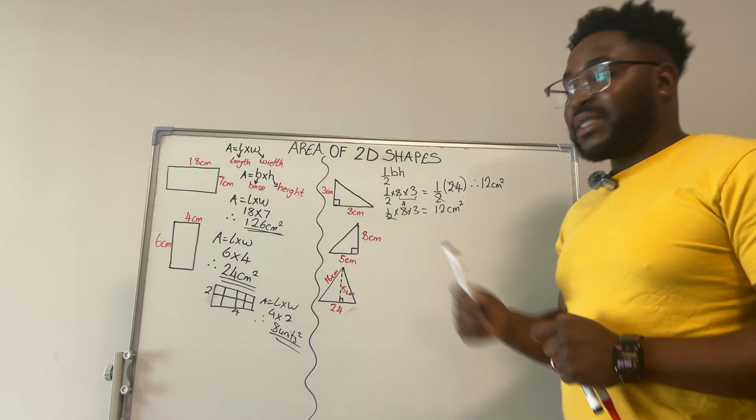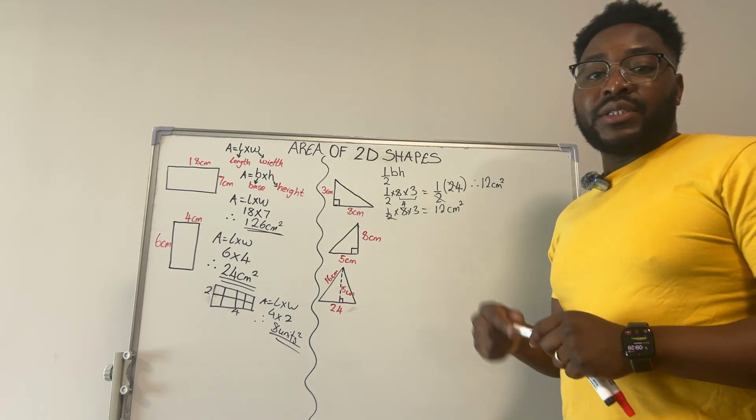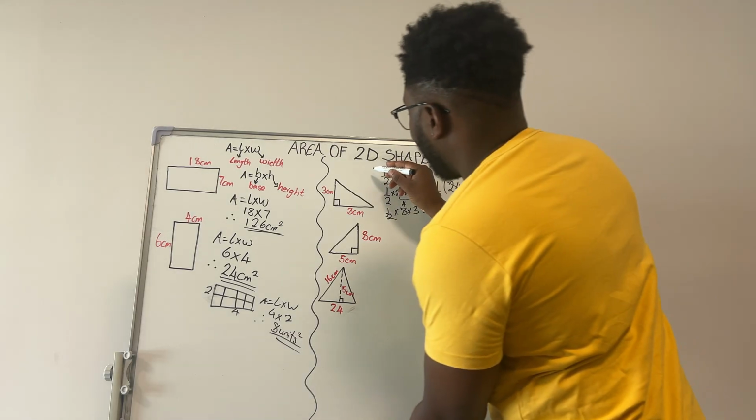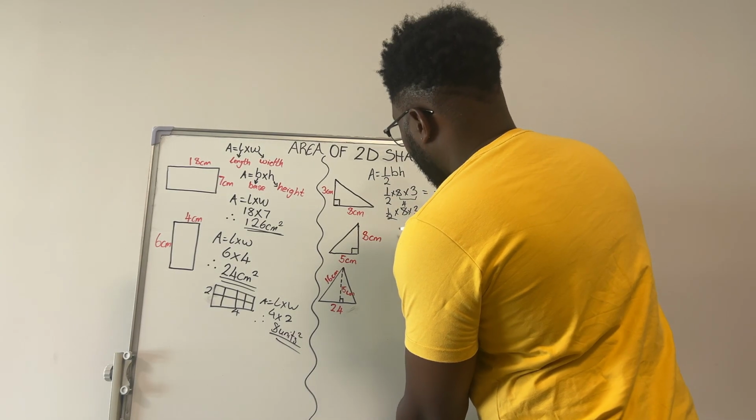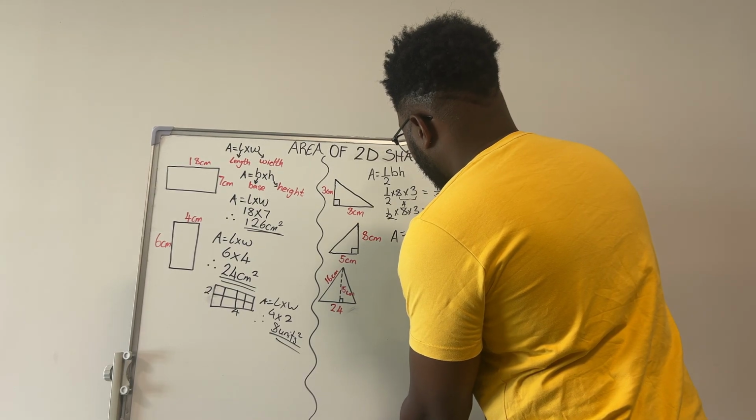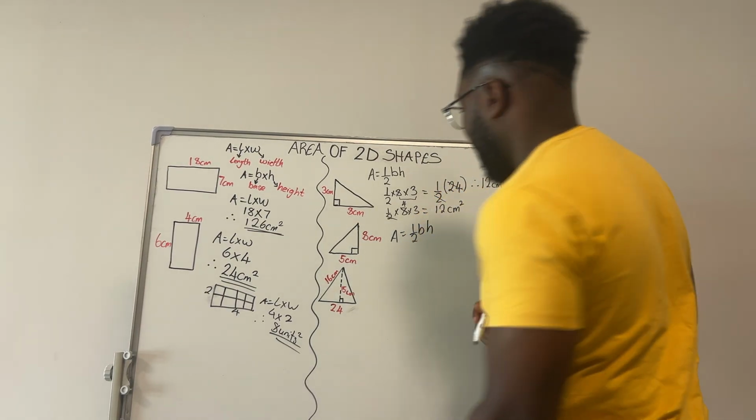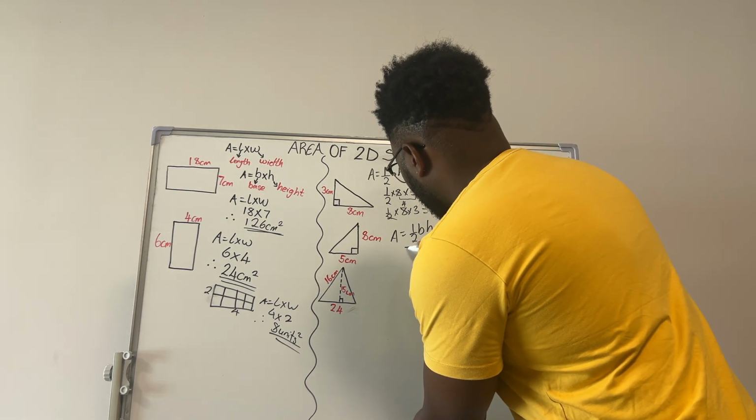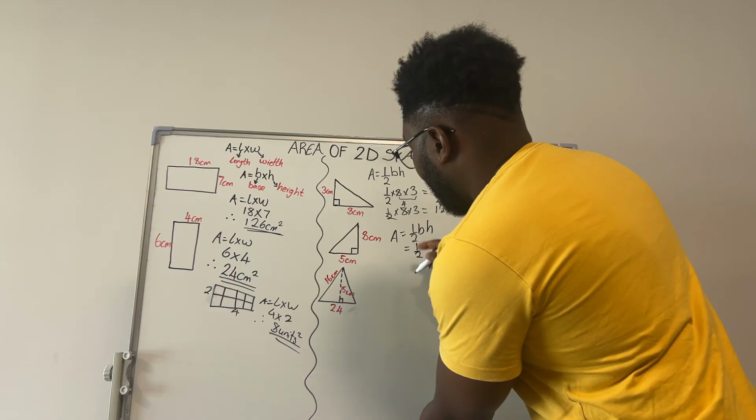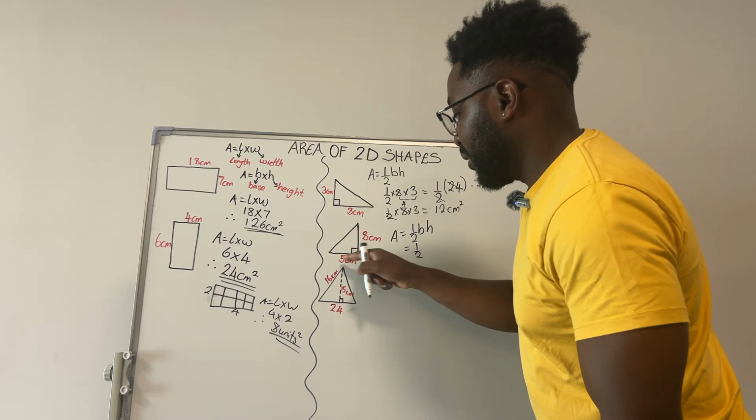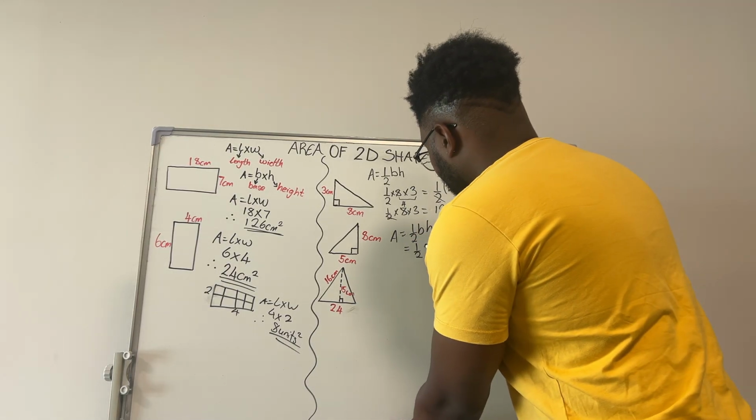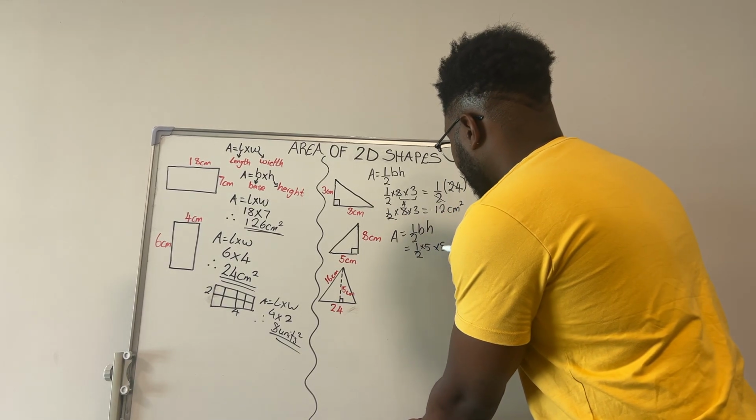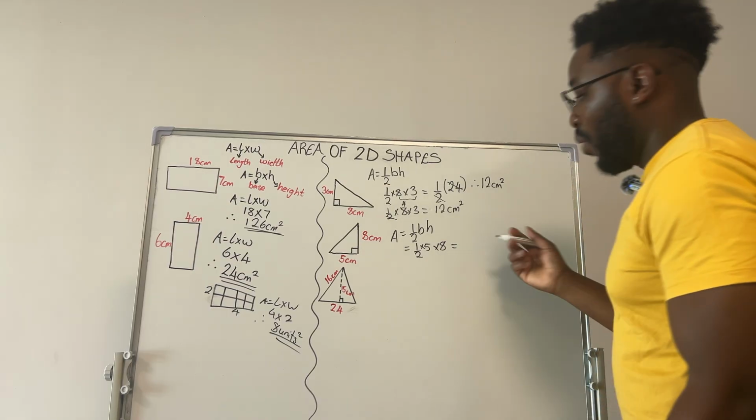Now let's look at our second question. The area of this triangle right here. So we already know what the formula is. Sorry, I forgot to just write the area. So we know that the area is half base height. And we know that our base is 5 centimeters. And our perpendicular height over here is what? It is 8.